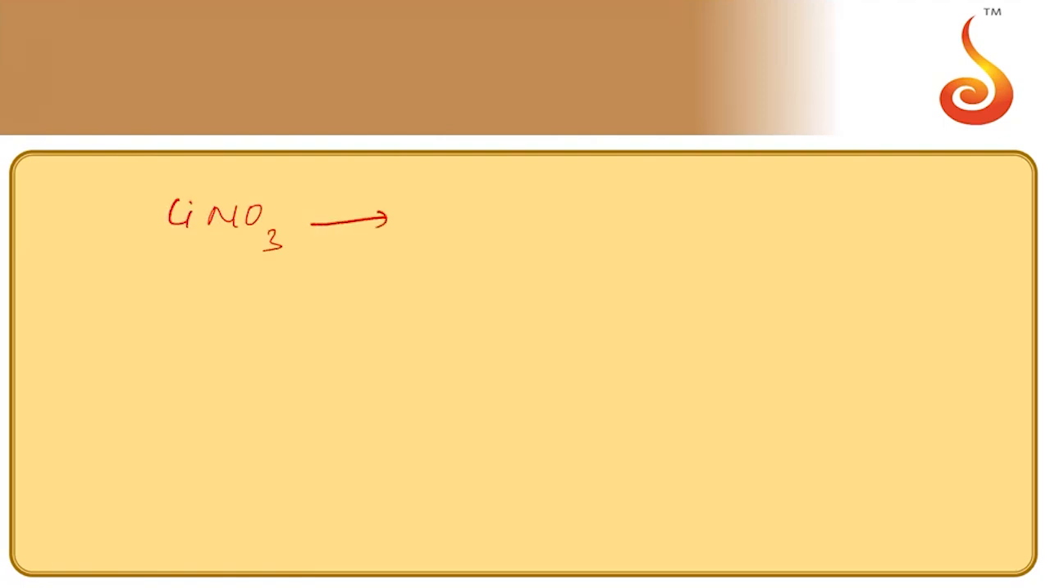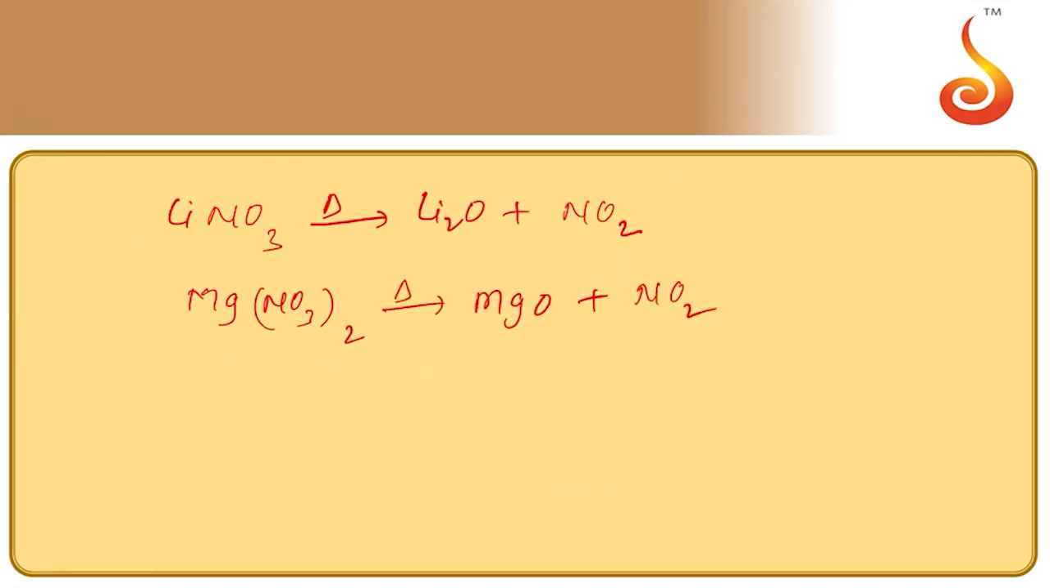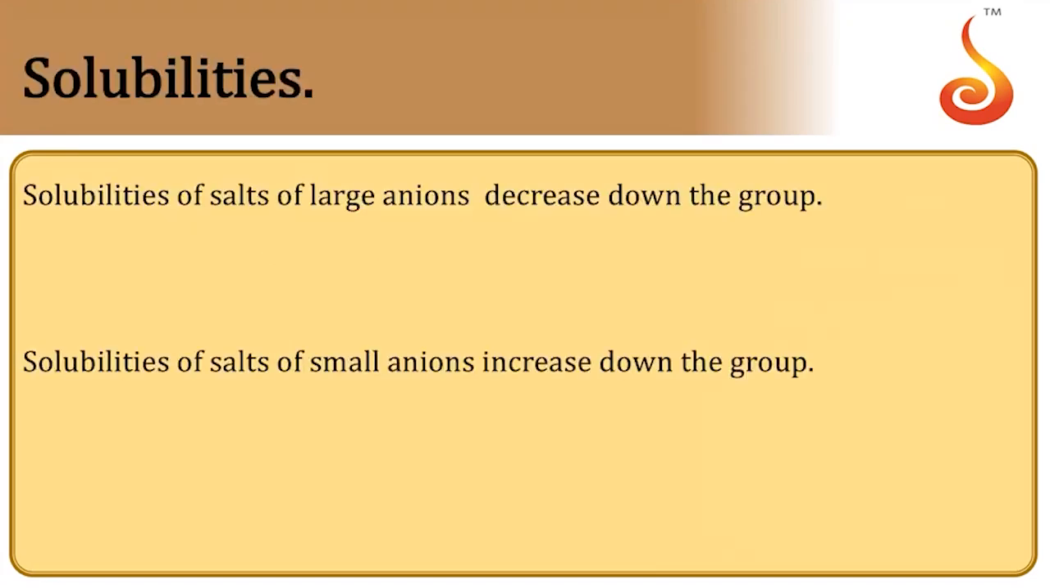Means you take a reaction like this. Lithium nitrate on decomposition forms lithium oxide plus nitrogen dioxide. Similarly, you can take magnesium nitrate also. It also dissociates to form magnesium oxide plus nitrogen dioxide. So the products are oxides as well as nitrogen dioxide. This is regarding nitrates.